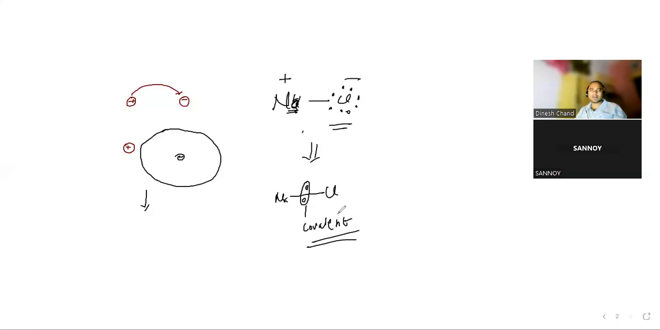Yes sir, or I did not understand this one. Sir, can you repeat once again? See, if the electrons are on only one atom, all the shared electrons on one atom, it will acquire a negative charge, partial negative. Yes or no?